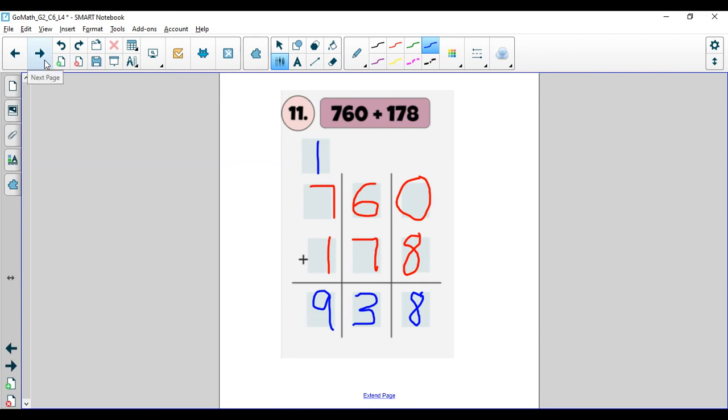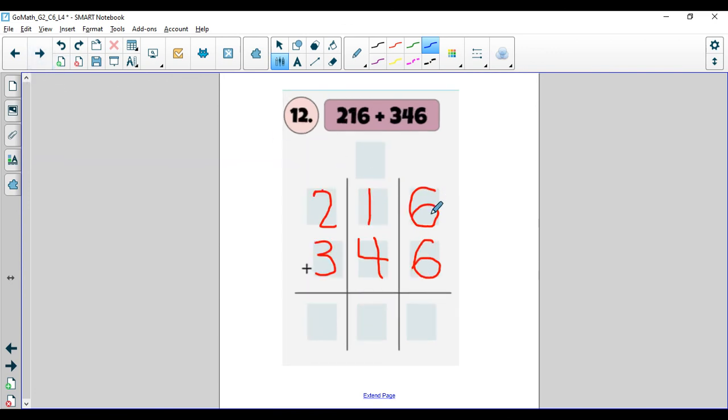Let's move on to number 12. 6 plus 6 equals 12. I know I can't write 12 down here, but I know there's 2 ones in 12 and 10, so my 10 moves over with my ones. Up here above my 10s, moves over to my tens.